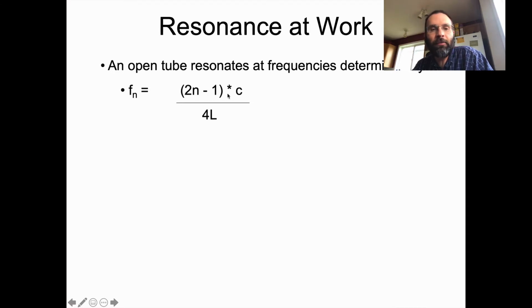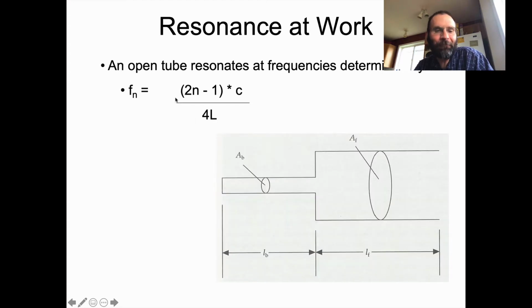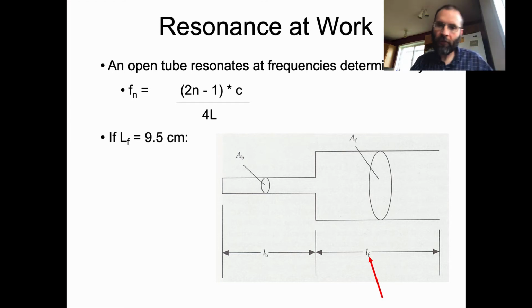So this 2n minus 1 factor just shows you how the formant frequencies go up in frequency as you go from the first resonance, where n equals 1, to the second resonance, where n equals 2, and so forth. C is 35,000 centimeters per second, the speed of sound. And L is the length of the tube, and that goes here in the denominator. Okay, so all that really matters here, if we're going to do math, is what the length of these tubes are.